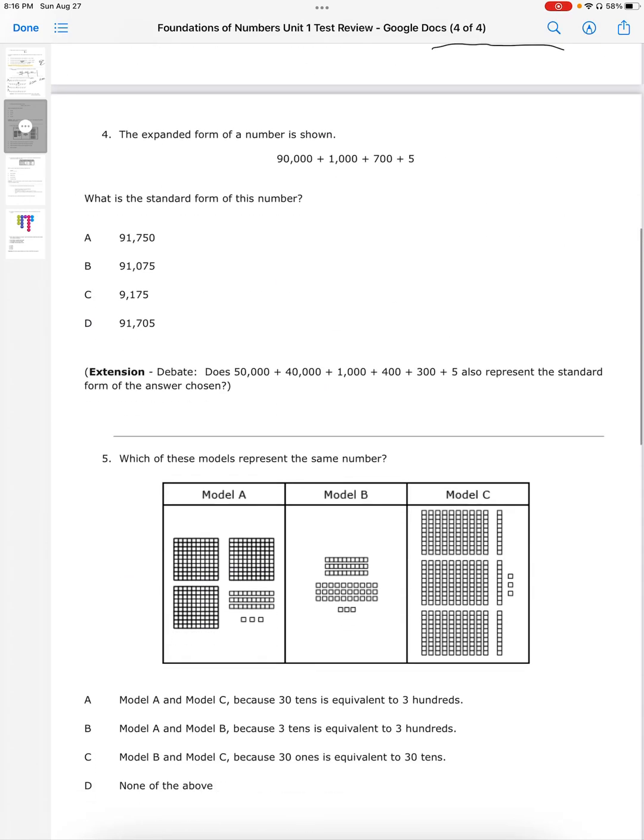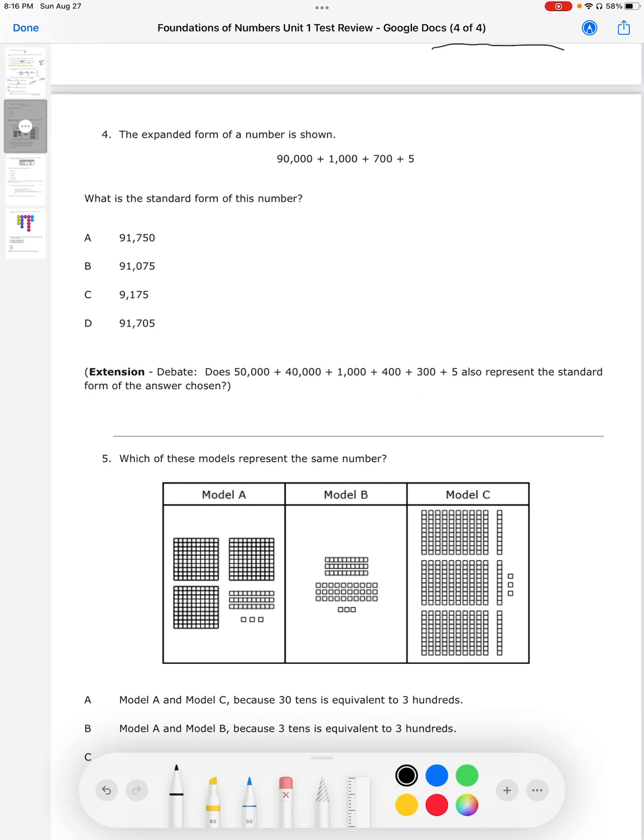All right, looking at number 4, it says the expanded form of a number is shown. What is the standard form of the number? I like to use a place value chart for this, and I encourage kids to use it all the time. Some do, some don't. In the end, I can't make them do it. But a place value chart is very helpful because it helps us organize this information. And sometimes I will draw it just like this and label it ones, tens, hundreds, thousands, 10,000s, and 100,000s.